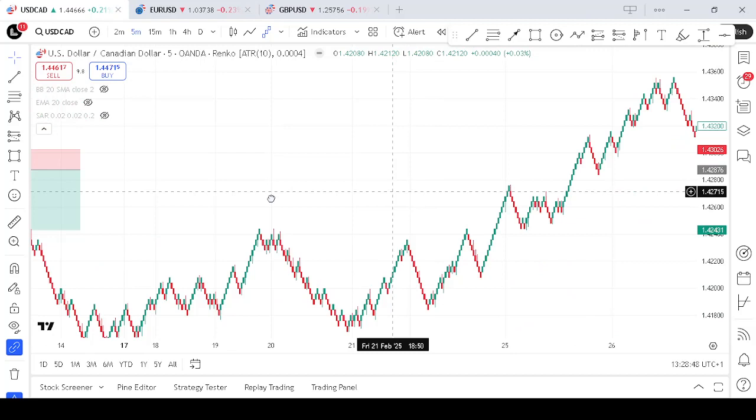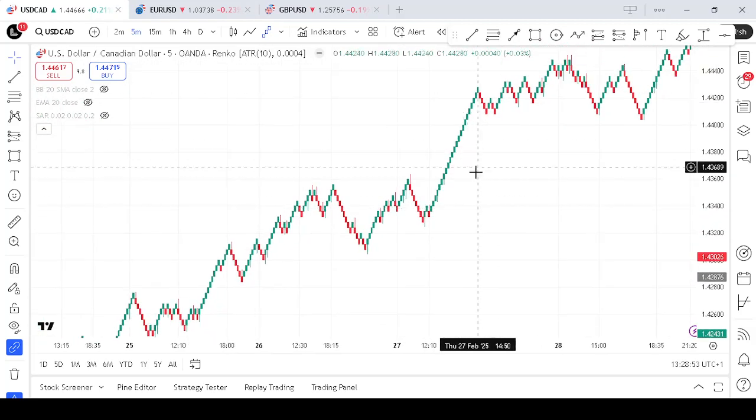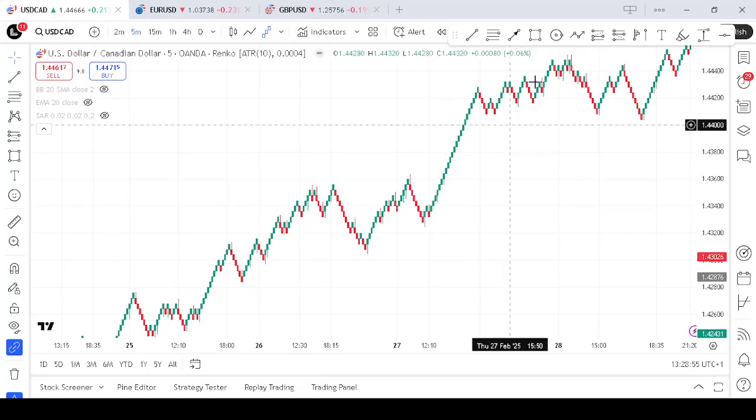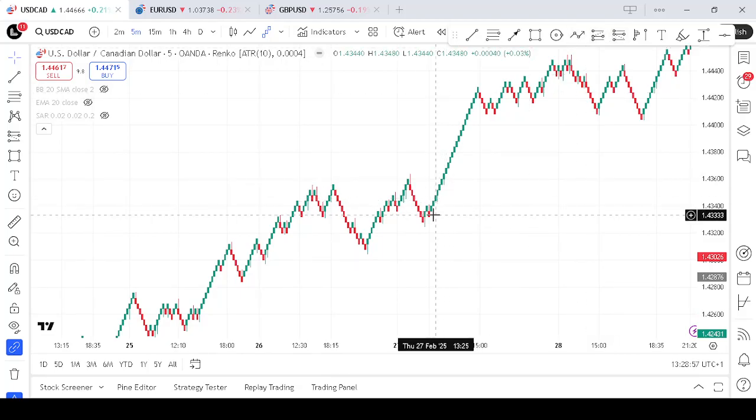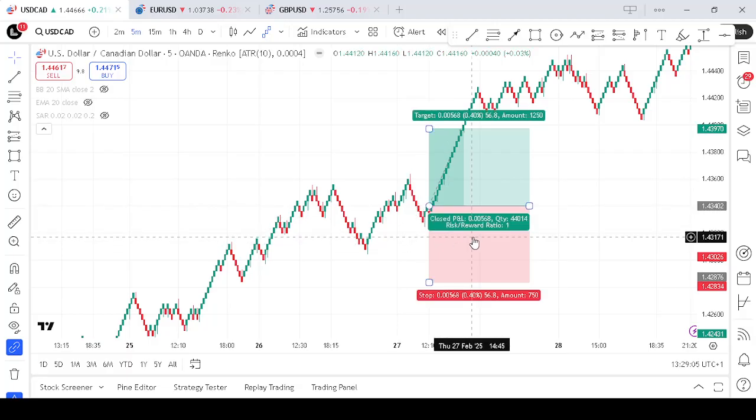While in a buy trade, we would enter once we see an opposite brick, at least one red brick. Once we see one red brick, we would enter our trade. This is how we enter after one red brick.